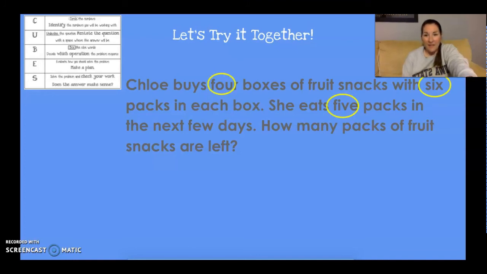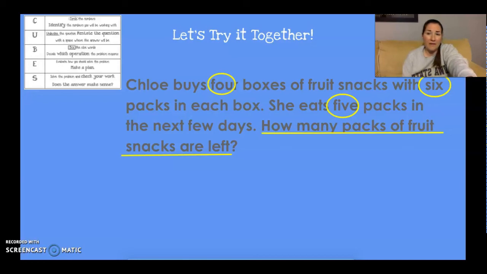Next, we're going to underline and restate the question. How many packs of fruit snacks are left? So if I'm restating it, what would that sound like? I have, or Chloe has, blank packs of fruit snacks left.